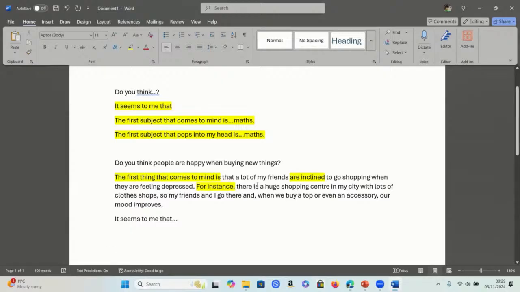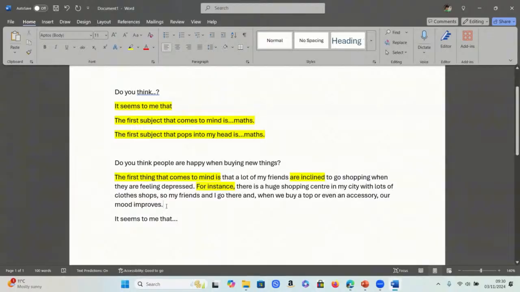So you can use familiar people in your example. So that's a "do you think" question. And again, you can put "it seems to me that", whatever pops into my head. First thing that pops into my head is that a lot of my friends are inclined to go shopping. So that's a "do you think", and then you just say something, you explain it, so you give an example. So a lot of my friends are inclined to, so you're saying yes, and then you're explaining it, and then you're giving an example, right? So that's a "do you think" question. So we should be thinking of that.